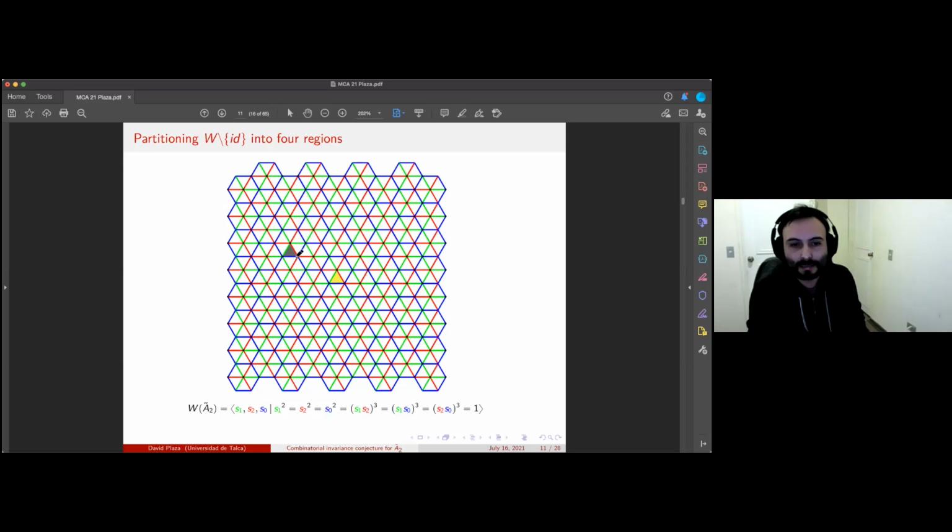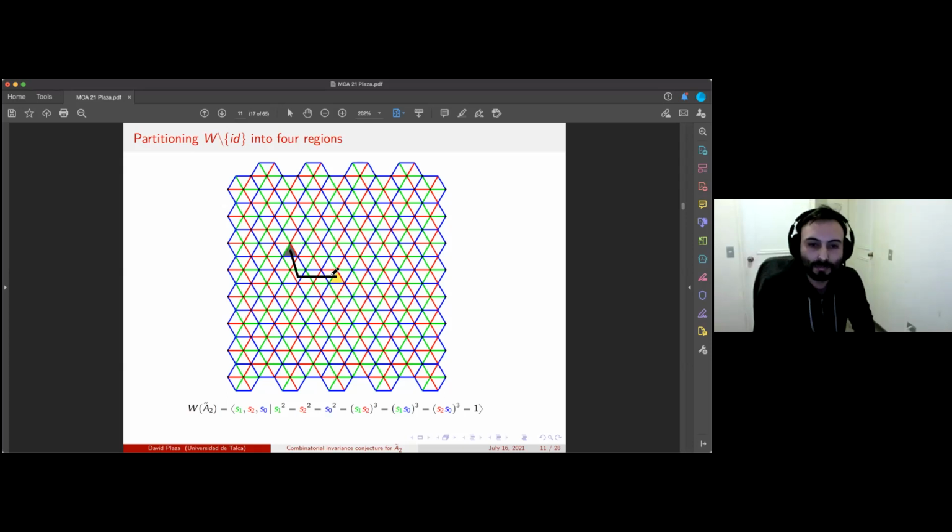So for instance, to see which element corresponds to this gray triangle, we need to draw a path from the identity triangle to this gray triangle, and then we need to look at the colors we cross in this path.